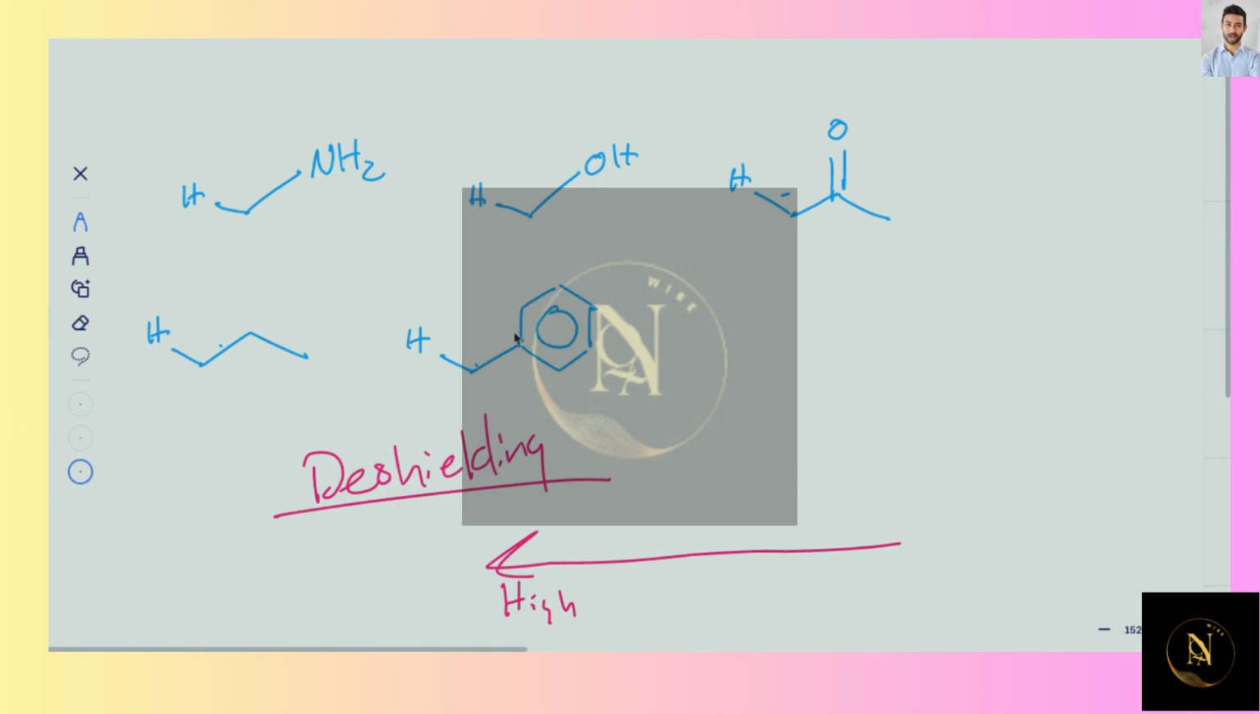And how is something de-shielded? Electronegative neighbors, or neighbors that will steal electron density from the carbon-hydrogen bond, right? So nitrogen is more electronegative than carbon, right? It's further right on the periodic table, right? So compared to carbon, it will steal some electron density. Oxygen is even further along, right? It's going to steal some electron density.